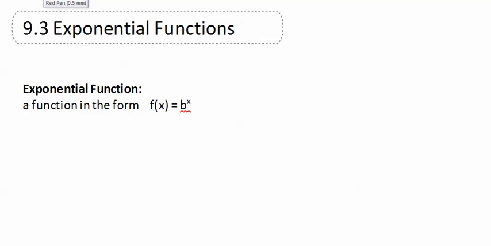In today's video, we're going to be taking a look at section 9.3, exponential functions. An exponential function is a function in the form of f of x equals b, which is a constant, raised to the x power. And that's kind of where it differentiates. Before, we were used to maybe something like x to a number. This time, what we're seeing is that the variable is the exponent.